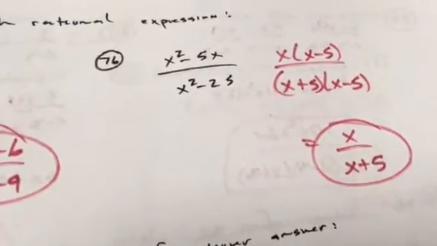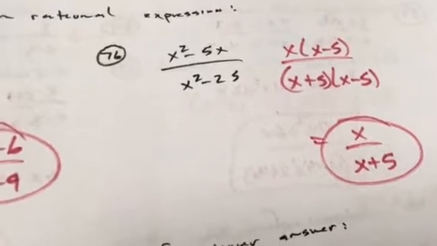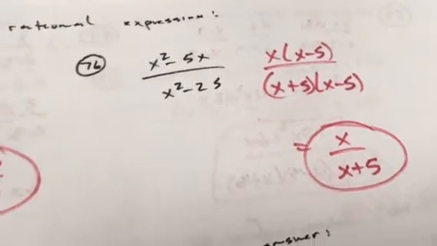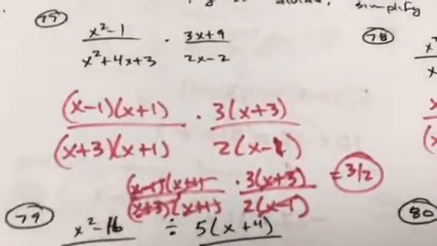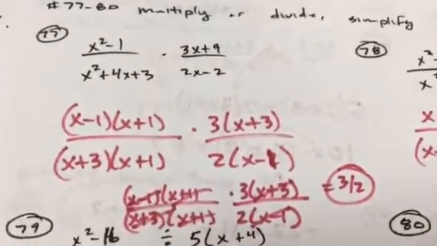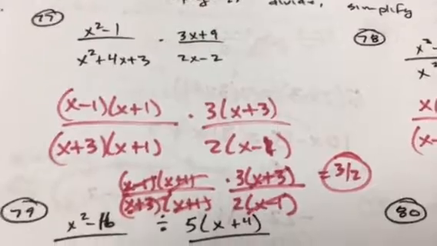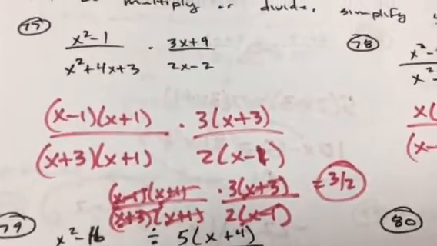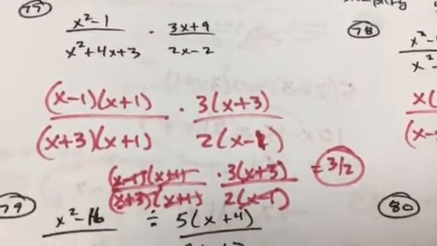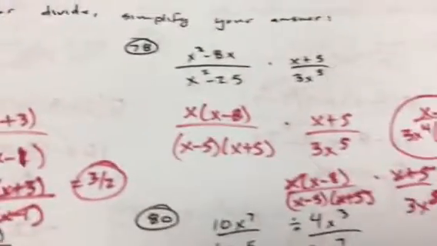On 76, factor out the x they have in common. Difference of perfect squares in the denominator. That's what you're left with. All right, 77, it's all about factoring, folks. Factor the top, factor the bottom on the first fraction. Take out the 3 they have in common, take out the 1 they have in common. You're just left with 3 over 2.